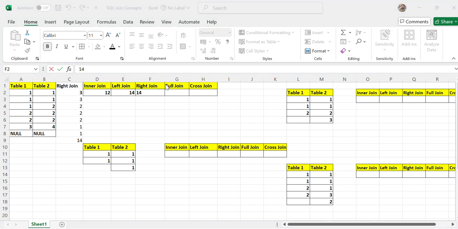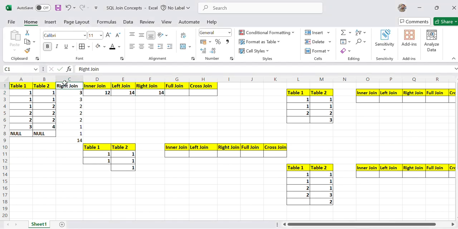Now we will discuss the full join. Full join returns all the records where there is a match in either the left table or the right table. So firstly we will discuss the same. This one is repetitive two times, this one two times, this one two times, and this 2 is repetitive three times.